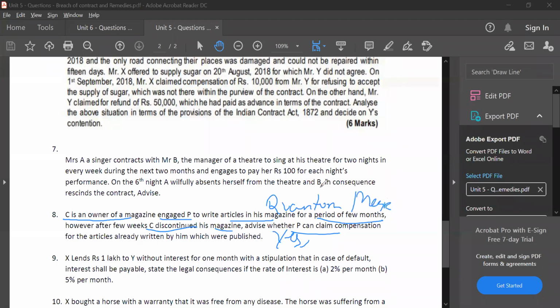Very simple concept. So everybody got it correct. Priti correct. Kushi correct. Darshita correct. Others, yes. Quantum meruit, correct.